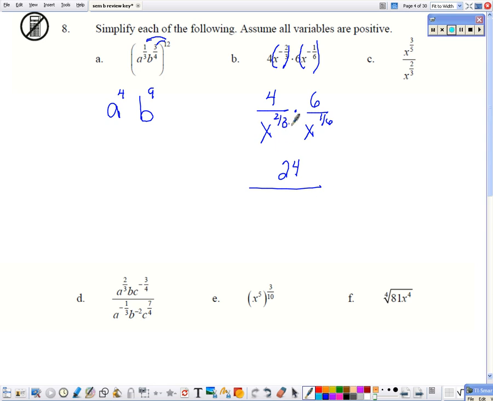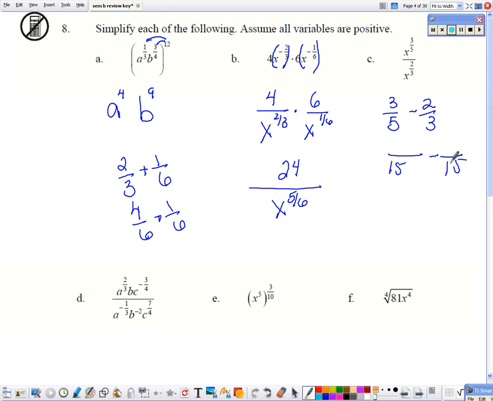Here I can add my exponents, so 2/3 plus 1/6. I need a common denominator. I'm going to make this into a 1/6. So 4/6 plus 1/6 is 5/6. When we divide with the same bases, we can subtract our exponents. And again, we need a common denominator. So we get negative 1 over 15. But we want to write that as a positive exponent, so I move that term to the denominator.